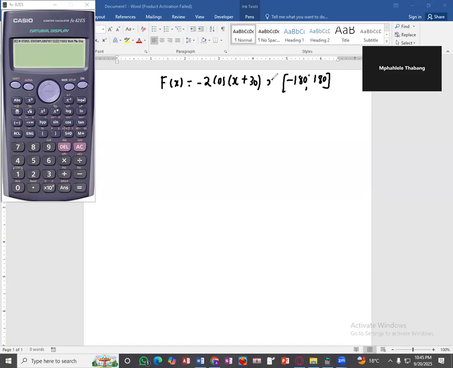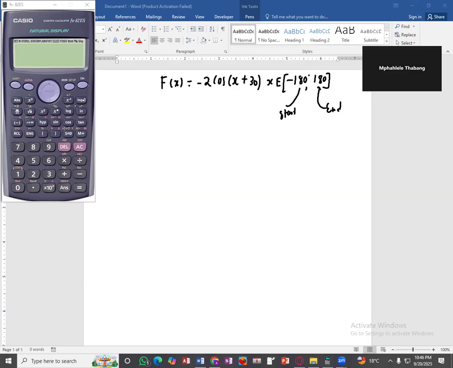So x is an element of -180 to 180. The graph starts at -180 and ends at 180. They want us to sketch this graph. It looks like it's difficult, but it's not, only if you pick the correct step. So let's insert the information on the graph.